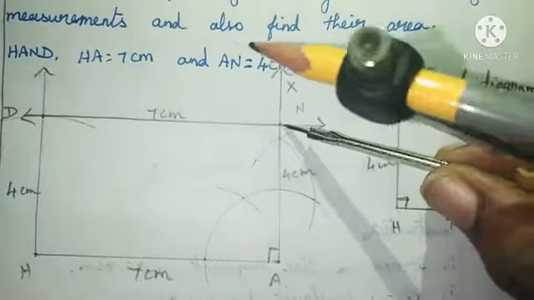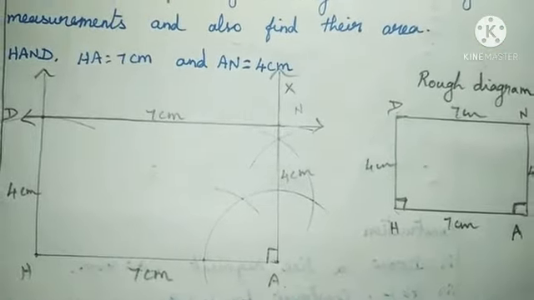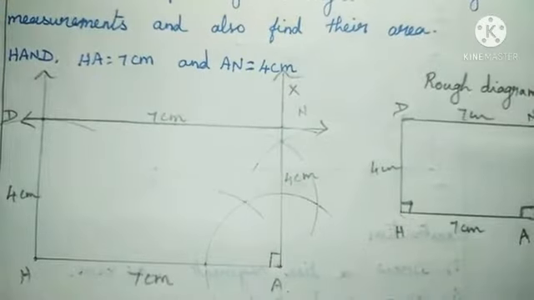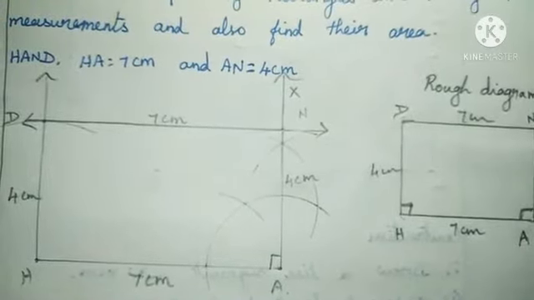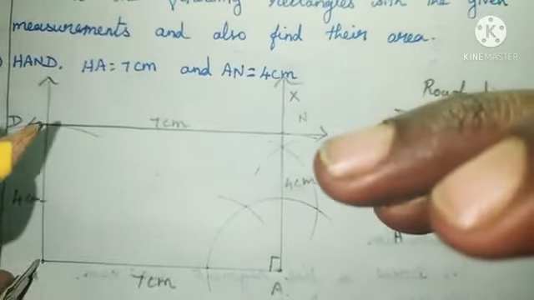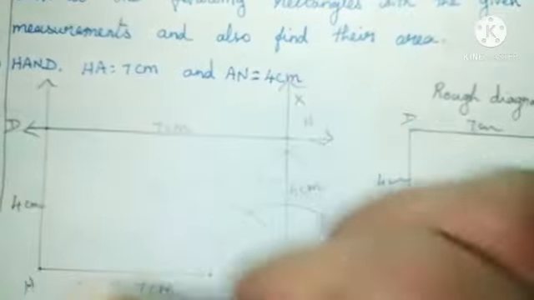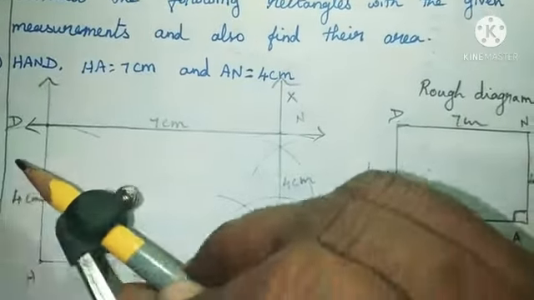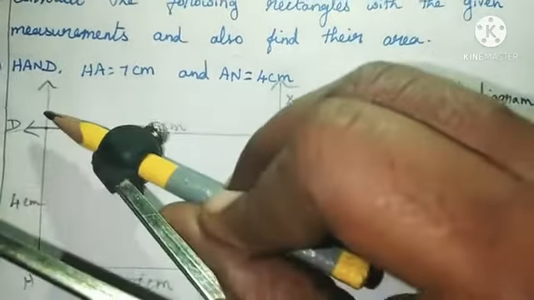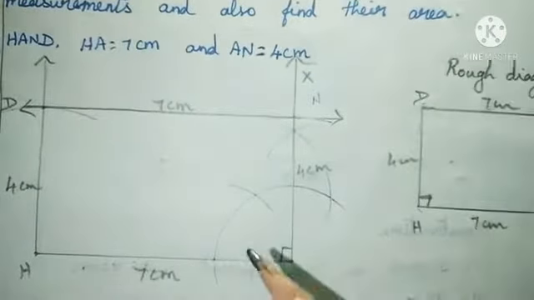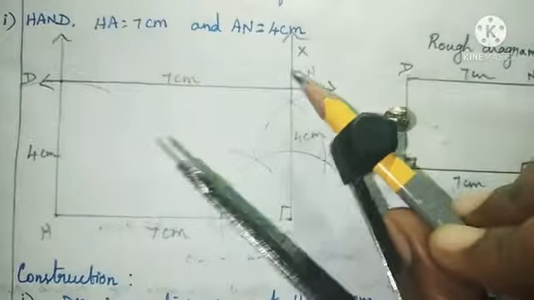Therefore, from N, you have to take 7 centimeter in your compass and cut an arc from N. And next, you have to take 4 centimeter in your compass. Then from point H, you have to cut the previous arc. Then the point of intersection of the two arcs, we name it as D. Now join AD and ND. This is the required rectangle HAND.